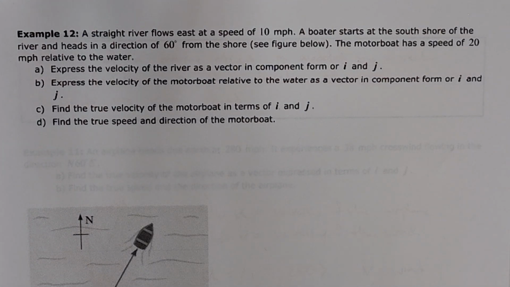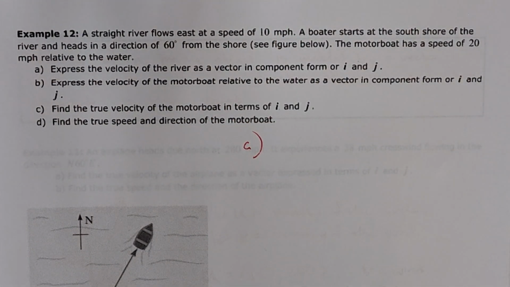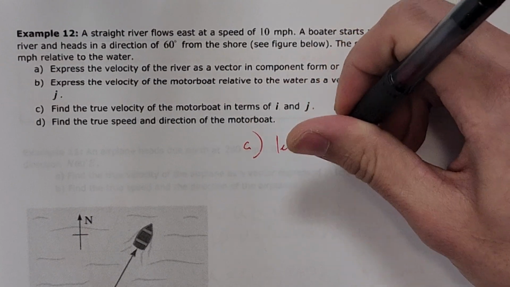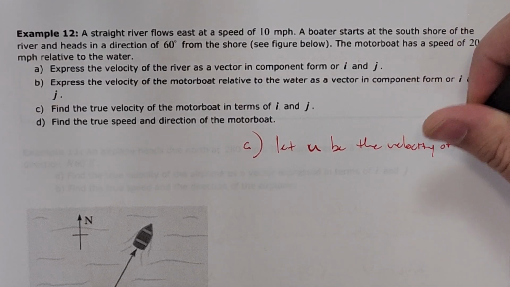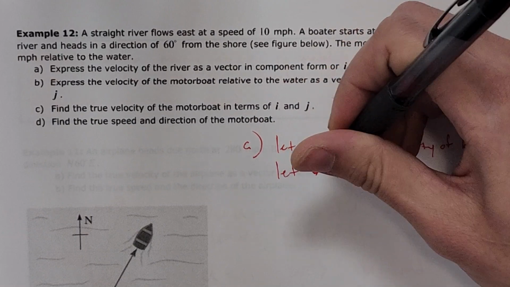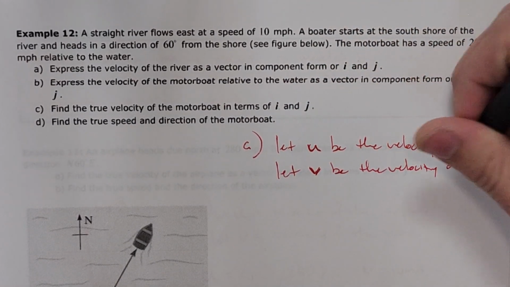We need to find the velocity of the river. We need to find the velocity of the motorboat, the true velocity of the motorboat, so that's including the river, and then the true speed and direction, similar to the last problem. So let's go ahead and start with part A, asking for the velocity of the river in component form, or i and j. So I'm going to say let u be the velocity of the boat, and then I'm going to say let vector v be the velocity of the river.